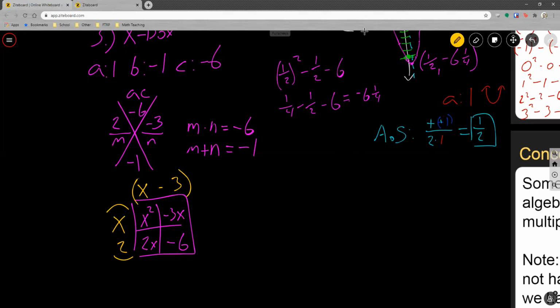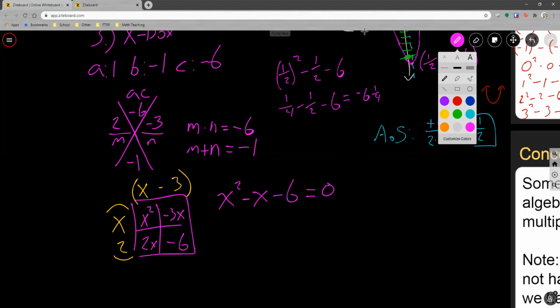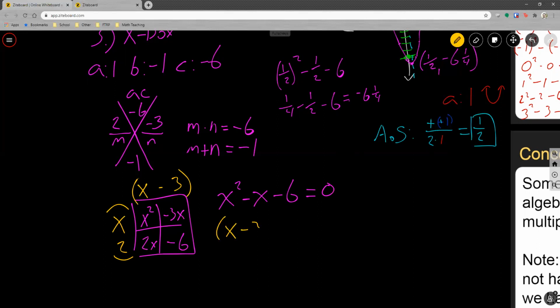These two things are my factored values in parentheses. So I've just factored my original equation, which was x squared minus x minus 6 equals 0. That's my original equation. And in factored form, it is x minus 3 times x plus 2 equals 0.